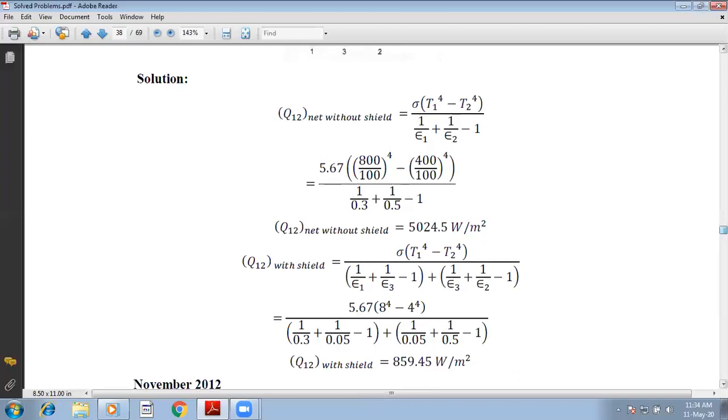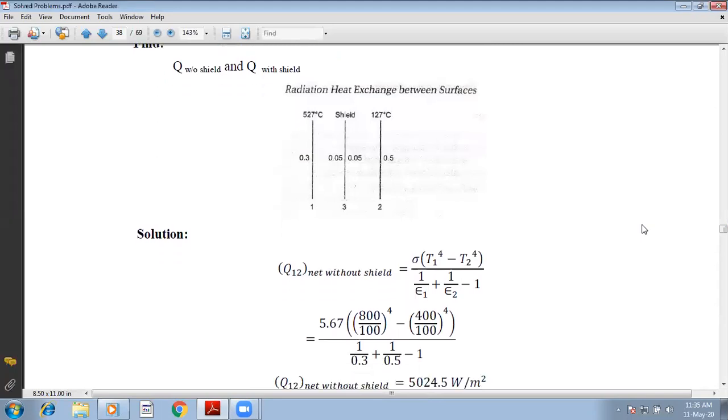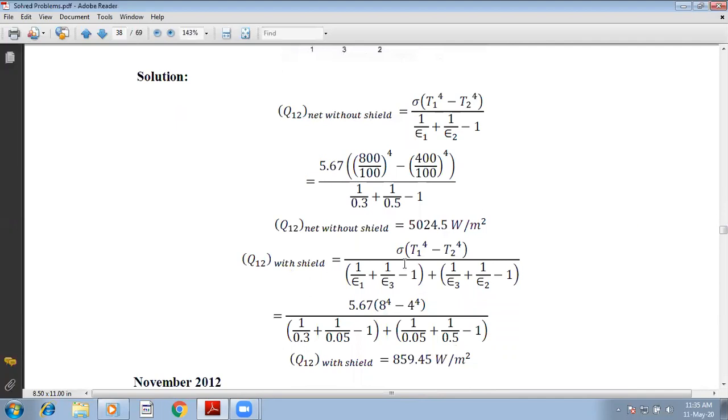Now here, if you look at the problem, on this side also the emissivity is 0.05, on this side also it is 0.05. Now first we will consider the rate of heat transfer between 1 and 3. Then we will consider the rate of heat transfer between 3 and 2. If you consider the equivalent emissivities, we will have a value of 859.45 watt per meter square.